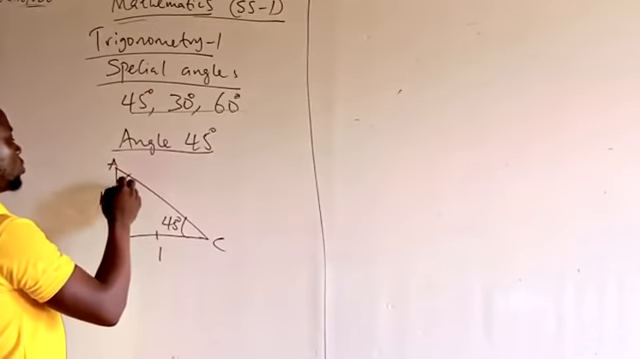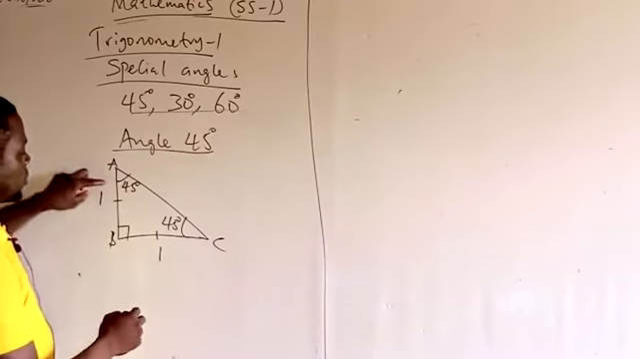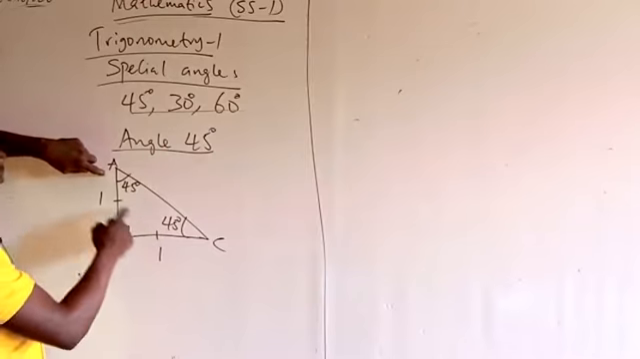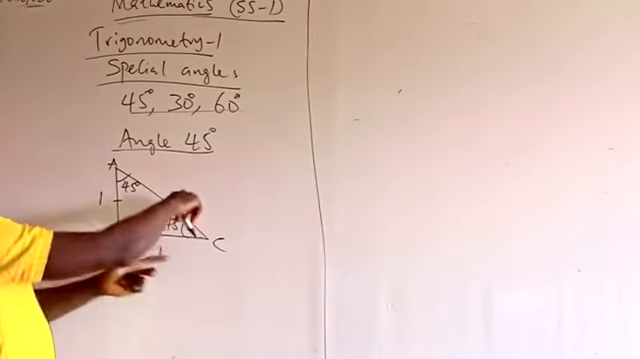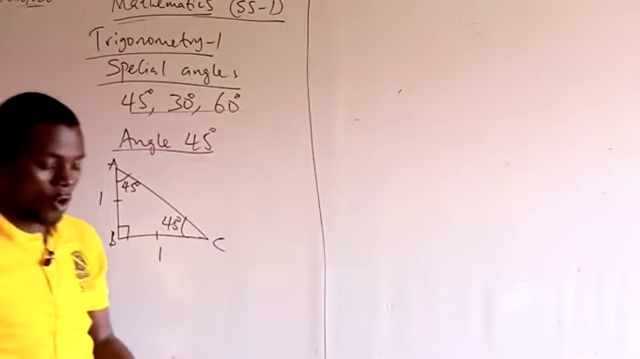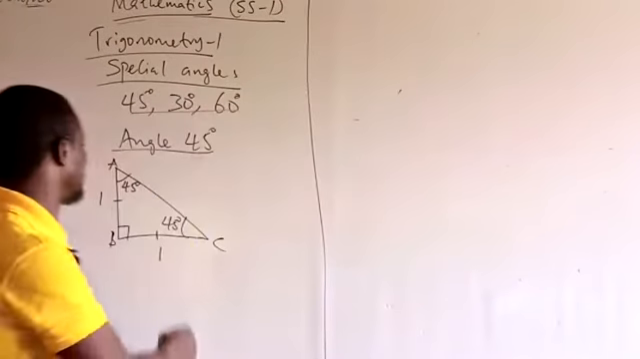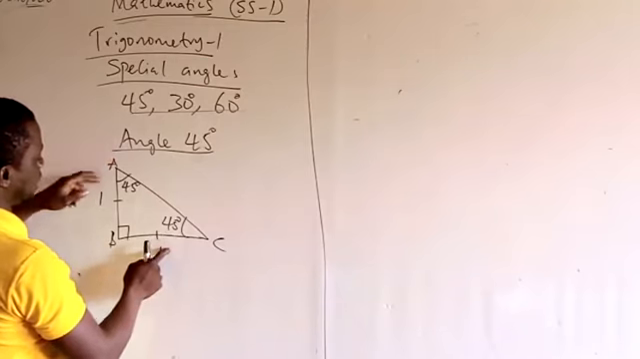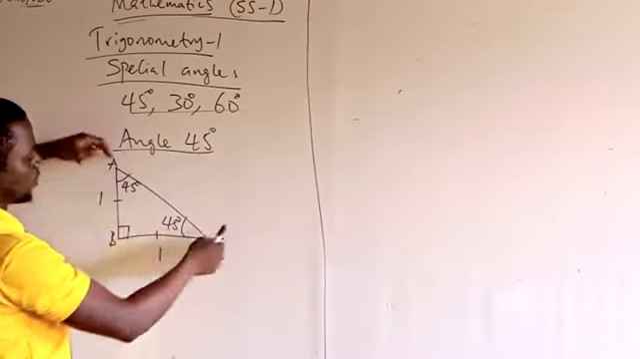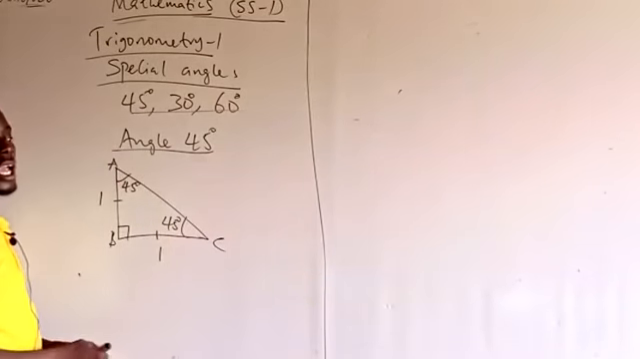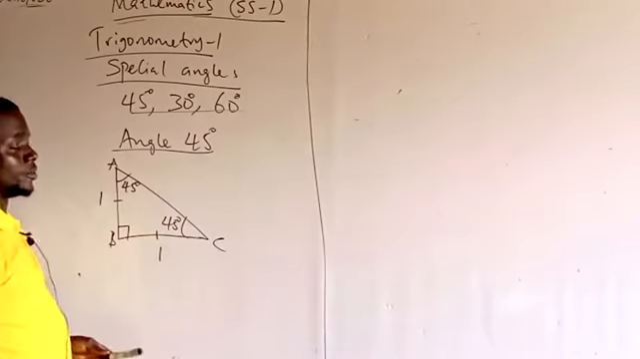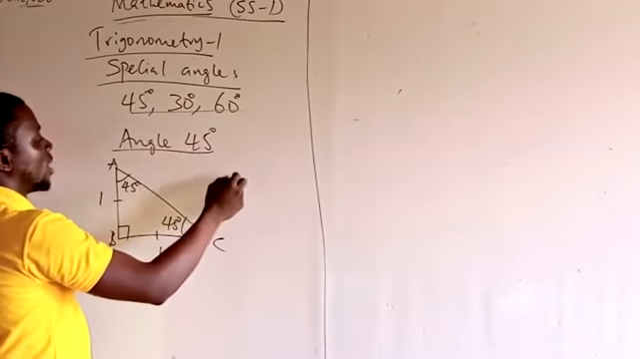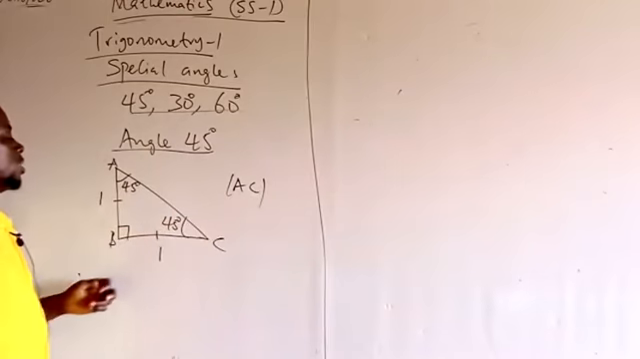Then here also is 45 degree. Why? Because their base is equal, 1 and 1. So this is what we call the base angle of an isosceles triangle. We have 45 and 45. If here is 1, here is 1, the base angle there is 45 degree. So we'll now find the unknown side, which is AC. We find the length AC.